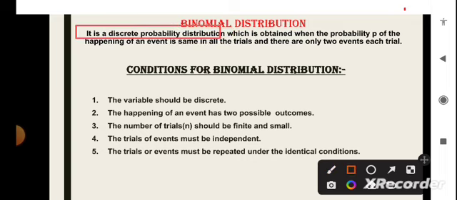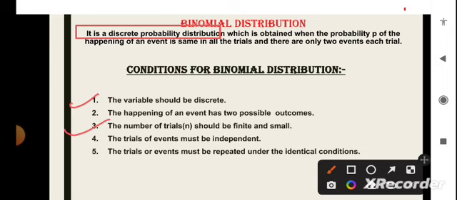There are certain conditions for using binomial distribution. First one is that the variable should be discrete, which means that the value of variable x should never be in decimal or in fraction. Second one is that the happening of an event should always have two possible outcomes. That is, it should have either success or failure.